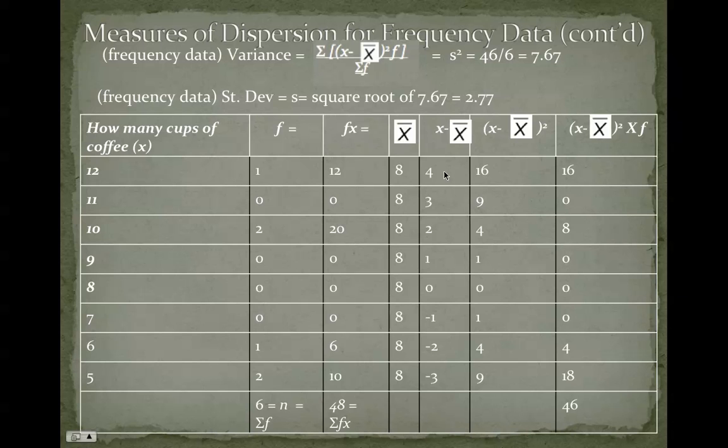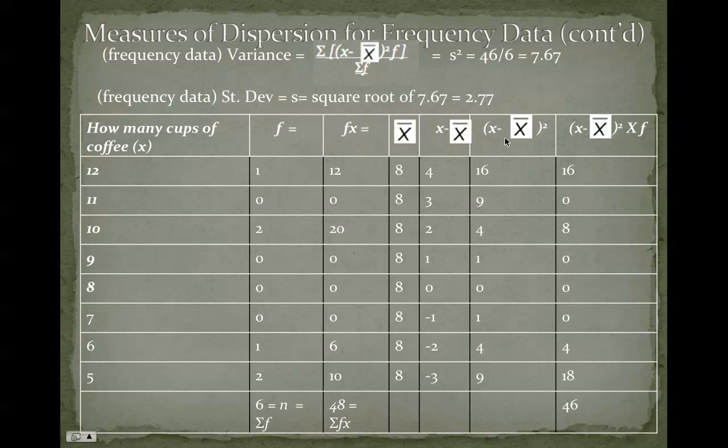And then very similar to what we do with the raw data, we're going to do x minus x bar. In order to calculate x minus x bar, all we're doing is literally taking x, which is here, minus x bar. So 12 minus 8 is 4. 11, which is x, minus 8 is 3. 10 minus 8 is 2. 9 minus 8 is 1, all the way down. So we calculated a new x minus x bar for the frequency data. This won't be the same as the raw data because the numbers are representing frequencies, not individuals.